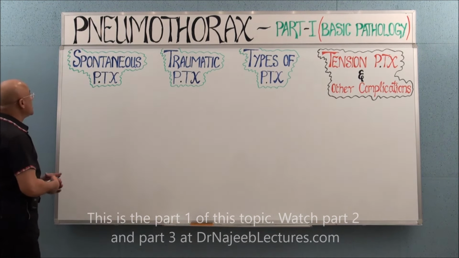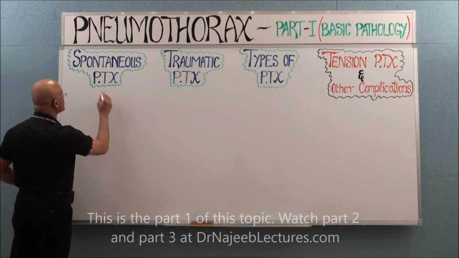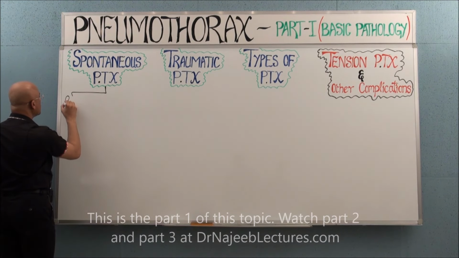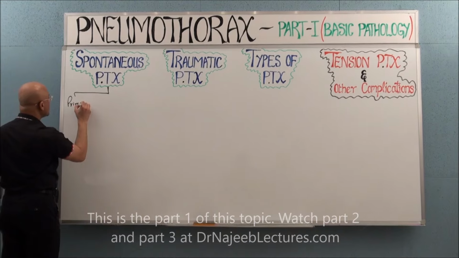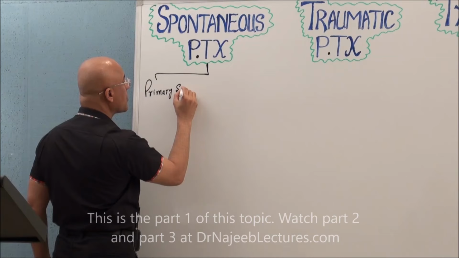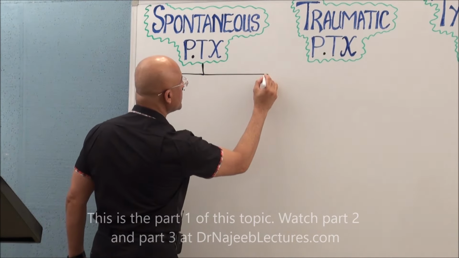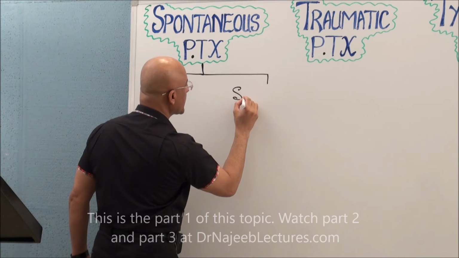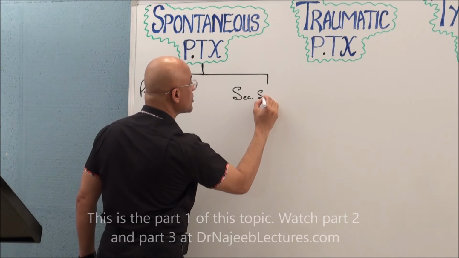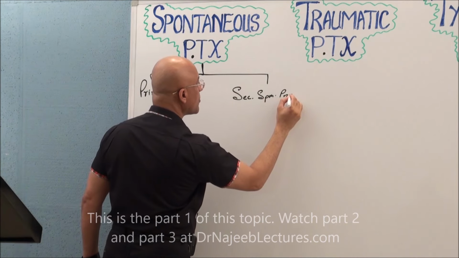Now, spontaneous pneumothorax is further divided into two types. Spontaneous pneumothorax, that is primary spontaneous pneumothorax, right? And there is secondary spontaneous pneumothorax.